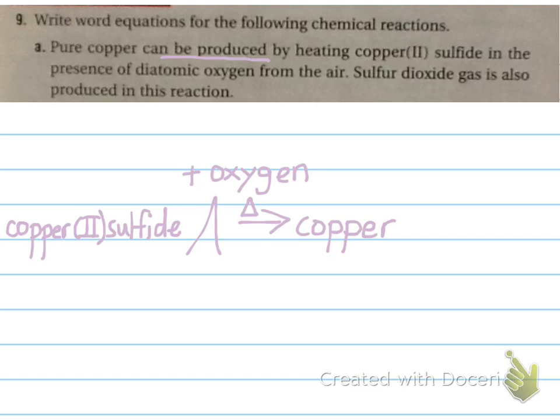Sulfur dioxide gas is also produced in this reaction. So my other product here is sulfur dioxide. And again, the gas part of that is extra information that I don't need. So that's A.